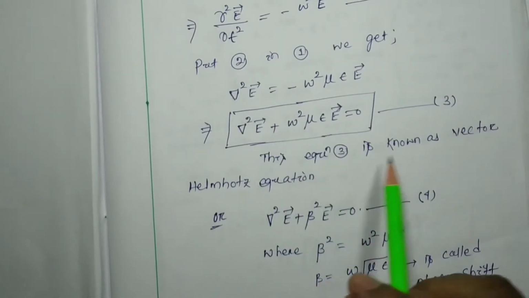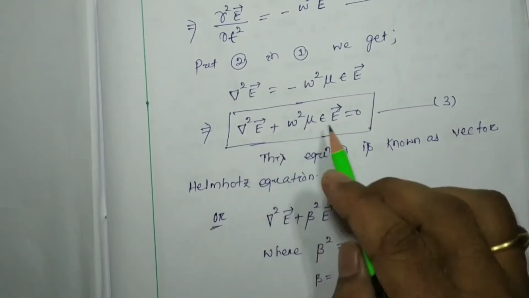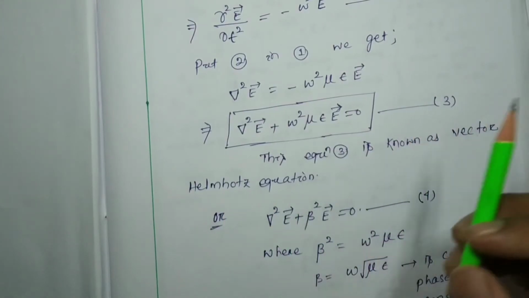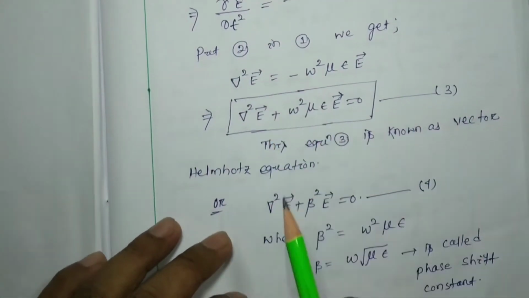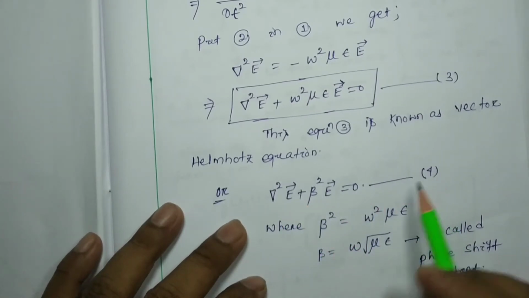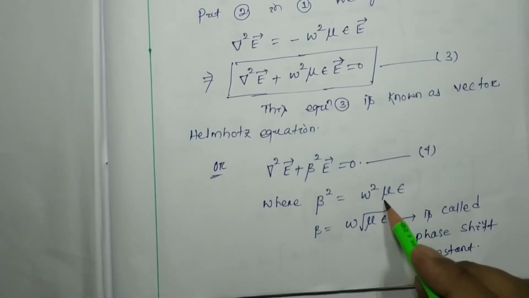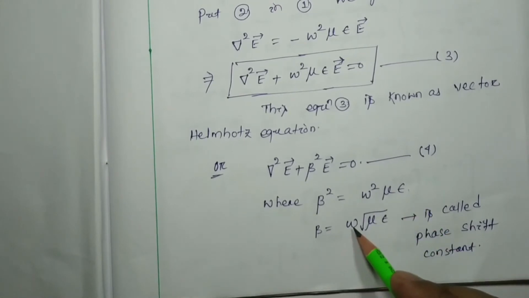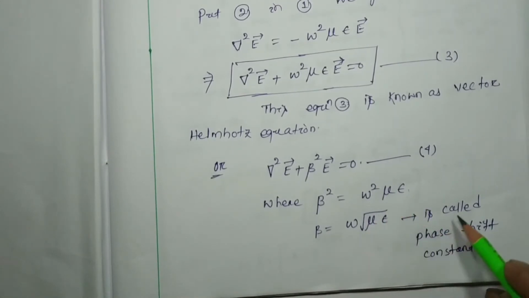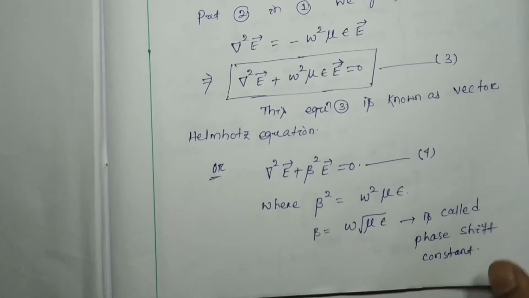This equation number 3 is known as the vector Helmholtz equation. Or this can be written as del square E plus beta square E equal to 0. Let this be equation number 4. Here beta is considered as beta square equal to omega square mu epsilon, or beta equal to omega root mu epsilon, which is called the phase shift constant, or in many books it is simply called the phase constant.